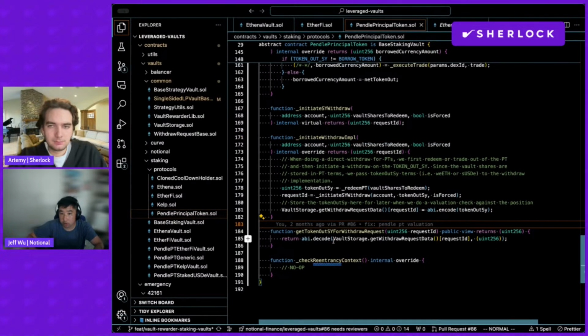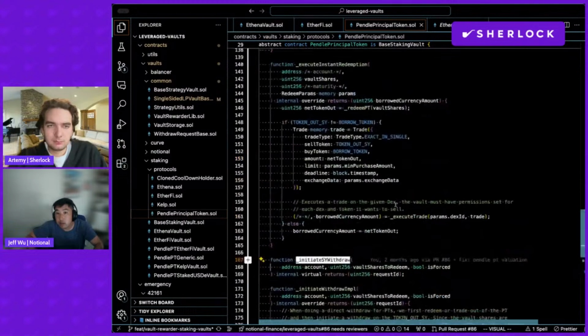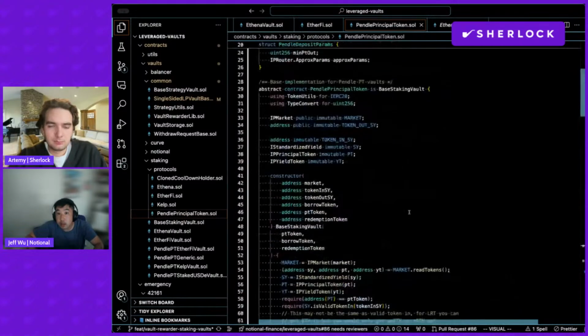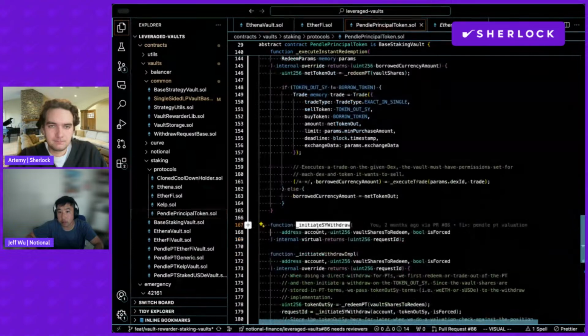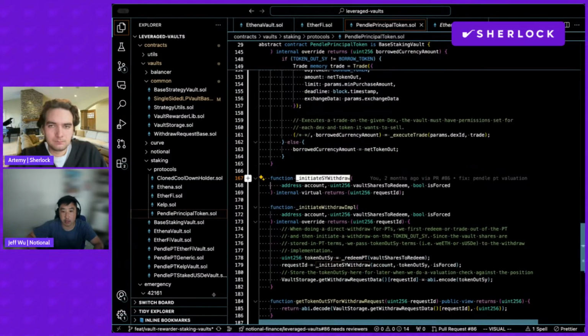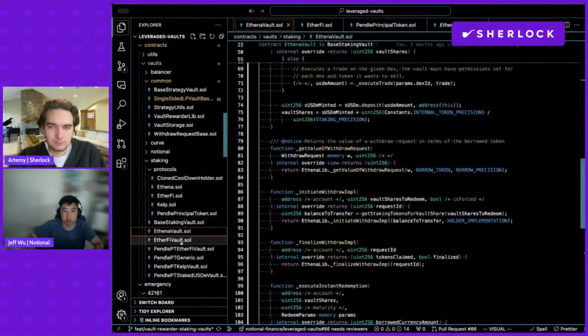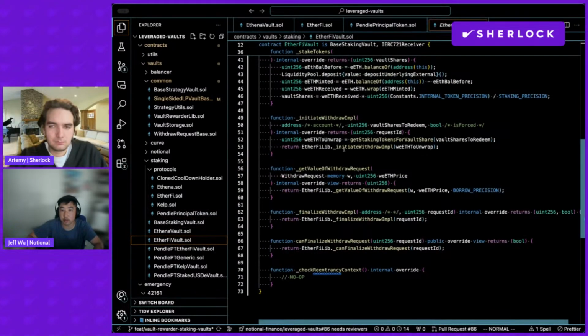It's going to go through. Well, we'd probably have to find the exact implementation here, but it's going to first initiate the SY redemption of the PT, and then it's going to go through the EtherFi-specific withdraw implementation.